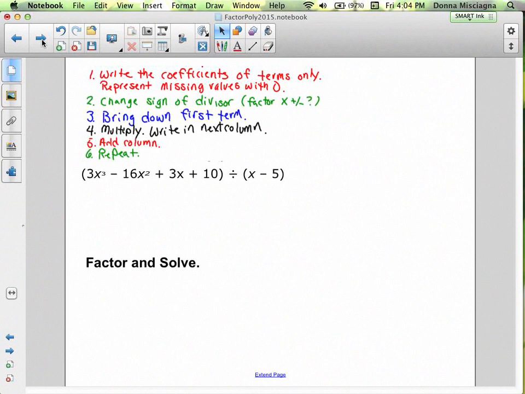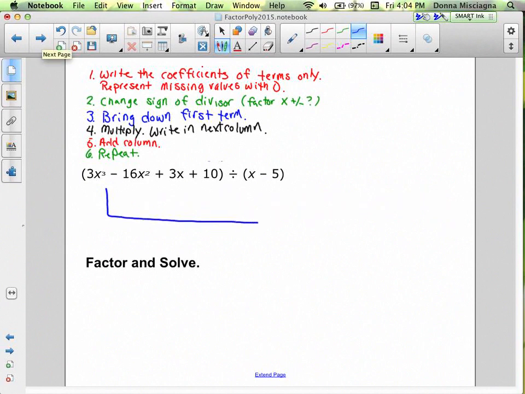All right, so let's take a look at this one, and then we're going to factor and solve. I have the steps listed above. This time I probably won't worry about being color-coded. I think I've done it enough times in the color coding, and I'll go through the steps each time anyway.